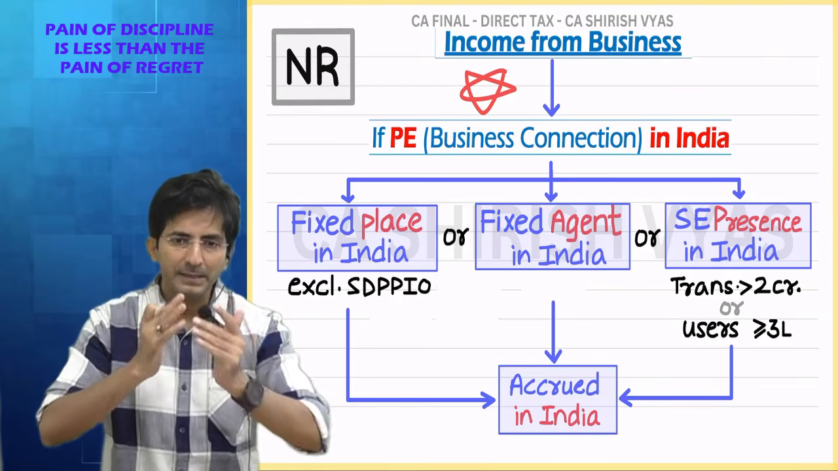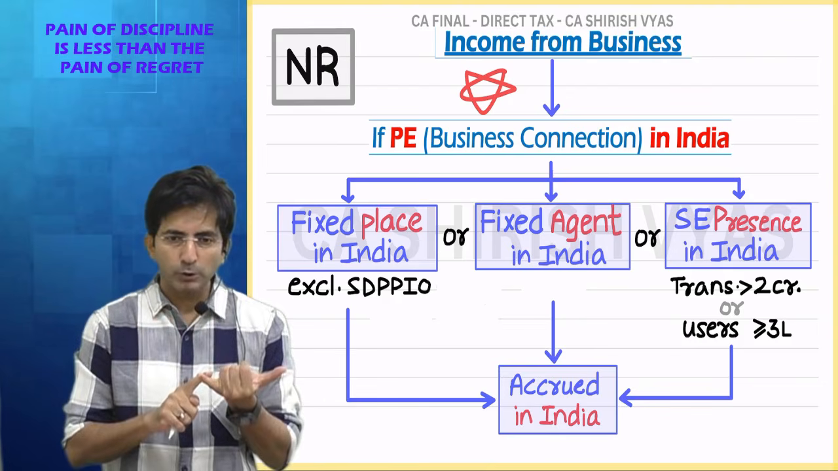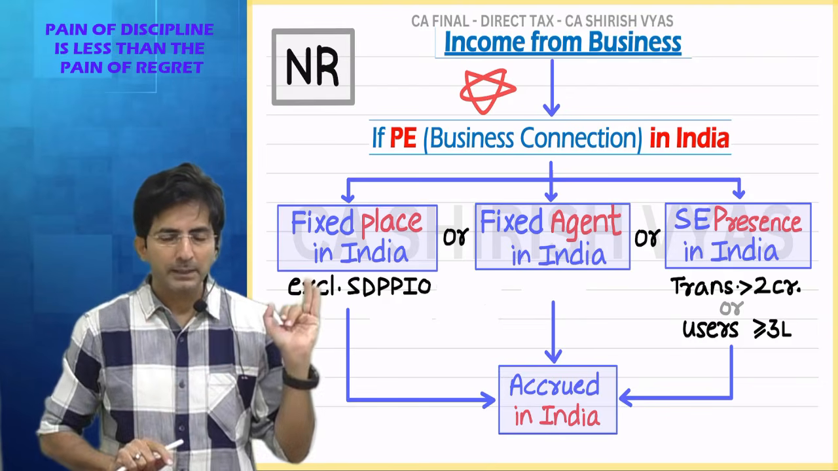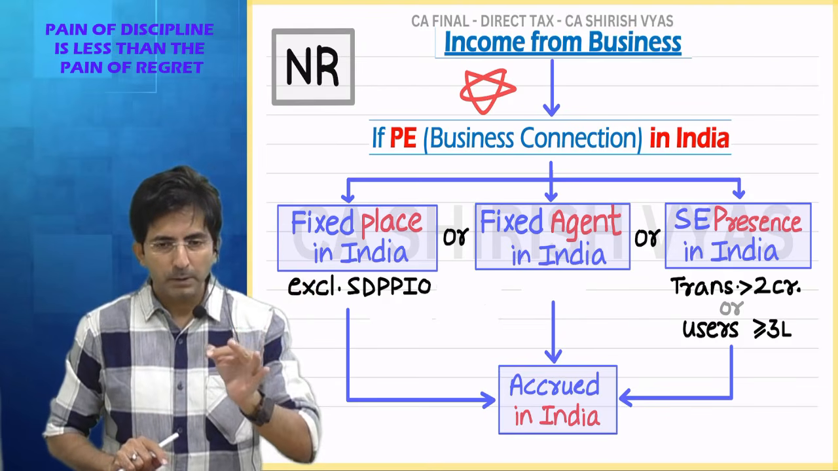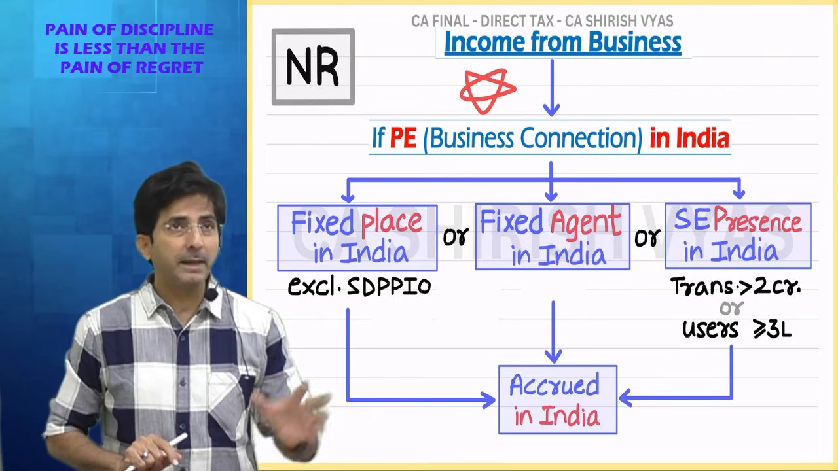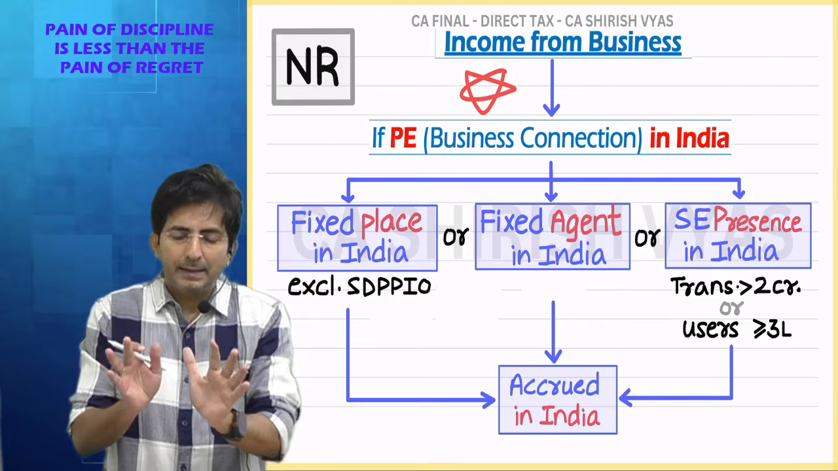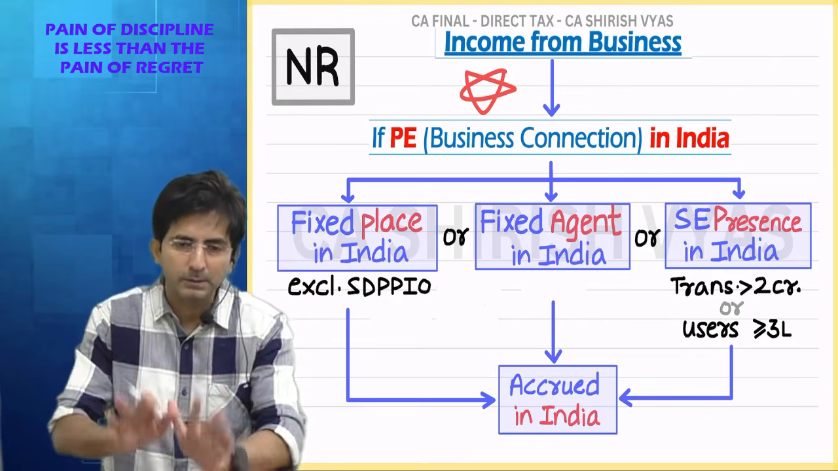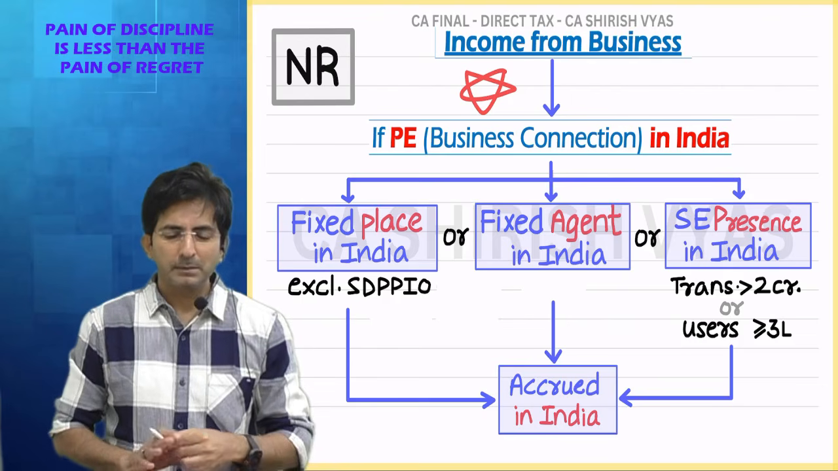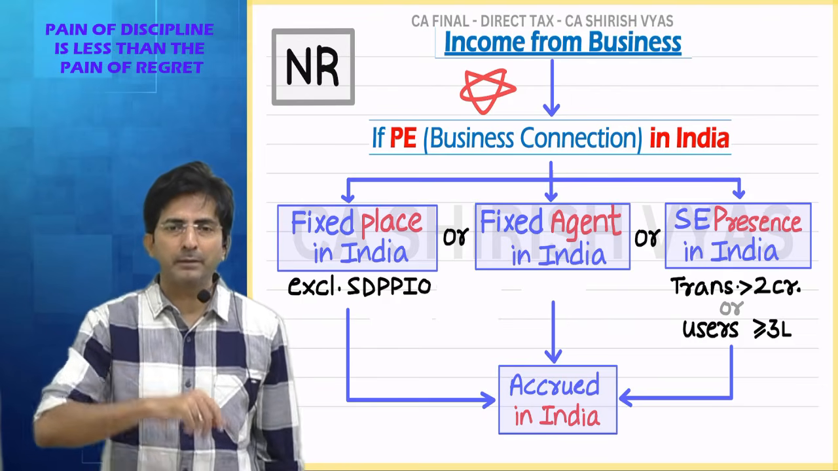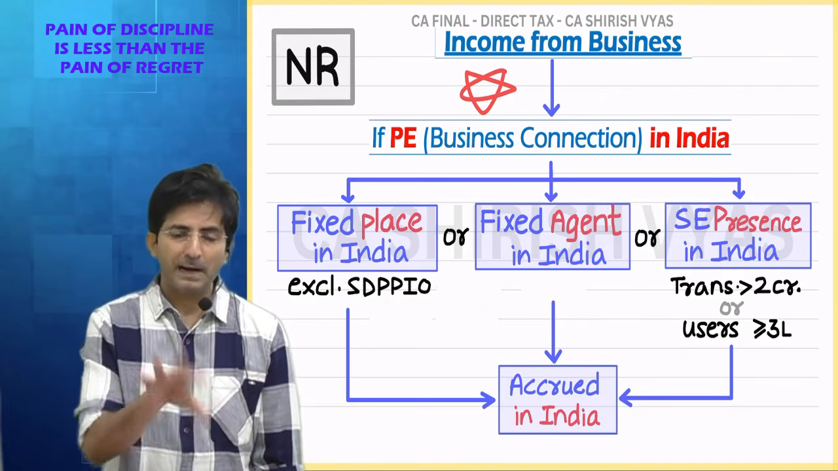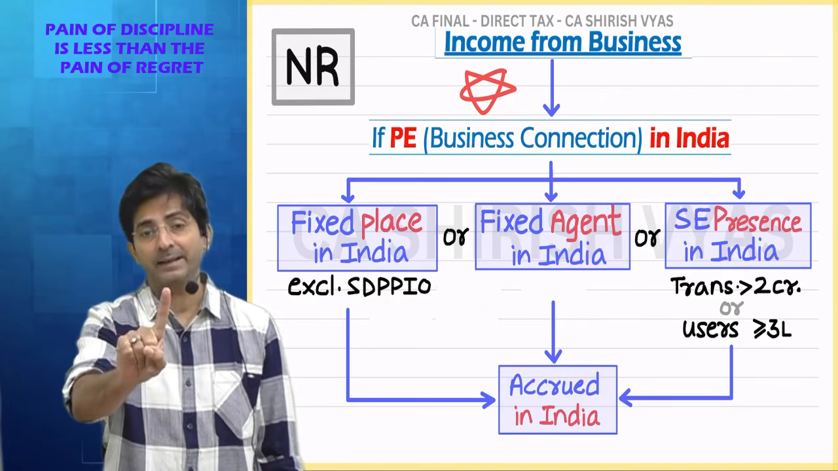But there are some exemptions in PE. S is storage, D is display, another P is purchasing goods. Please imagine that a Singaporean company has kept a place in India and that place simply purchases the goods. Maybe in India they do some shopping, they do some purchasing, but after purchasing they don't sell in India.